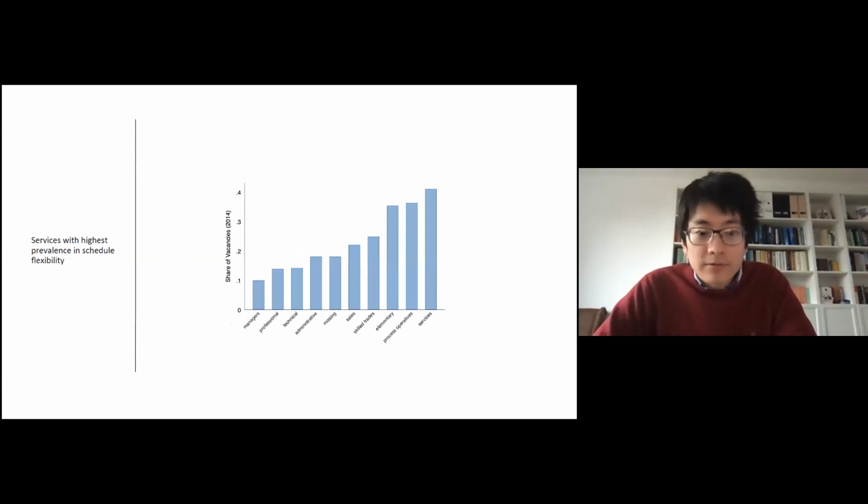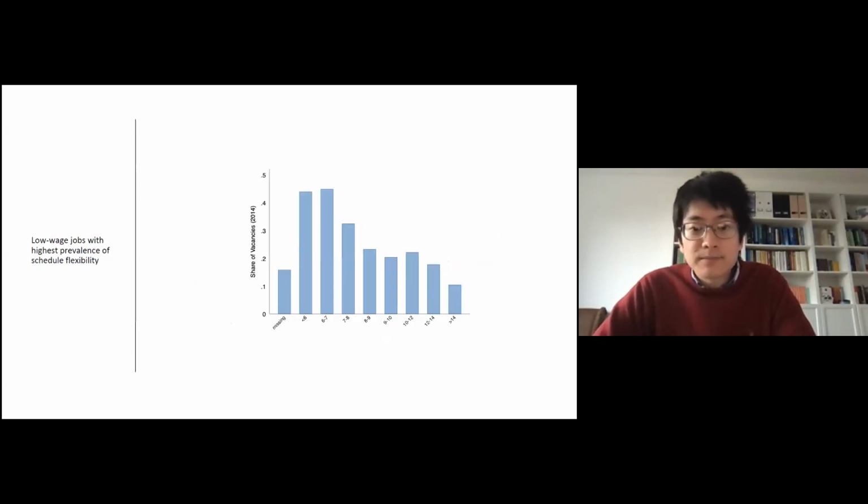Then we look at which occupation is most likely to have schedule flexibility. It's more on the lower end of the wage distribution. It's elementary jobs and workers in the service sector who tend to have a higher share of schedule flexibility. Next slide, please. And if we look at the wage distribution, as reflected previously with the occupations, those earning the lowest hourly wage brackets tend to have more schedule flexibility in their contracts.